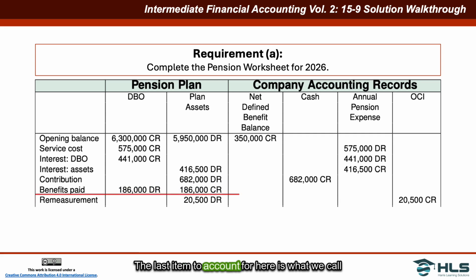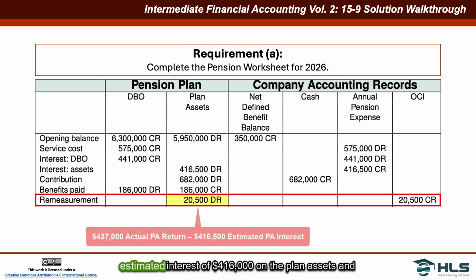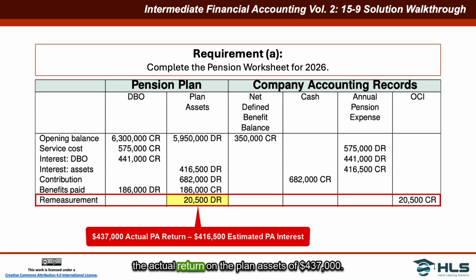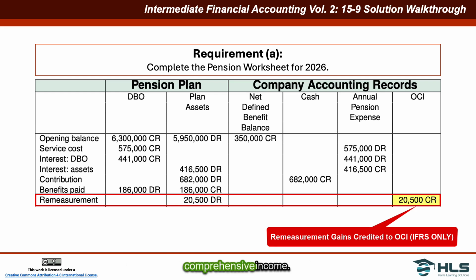The last item to account for here is what we call remeasurement gains and losses. And this is calculated as the difference between the estimated interest of $416,000 on the plan assets and the actual return on the plan assets of $437,000. So the plan actually returned more than was expected. That difference of $20,500 then is added to the plan assets, and in the company's books under IFRS, this is classified as a remeasurement gain on plan assets and is considered to be part of other comprehensive income.